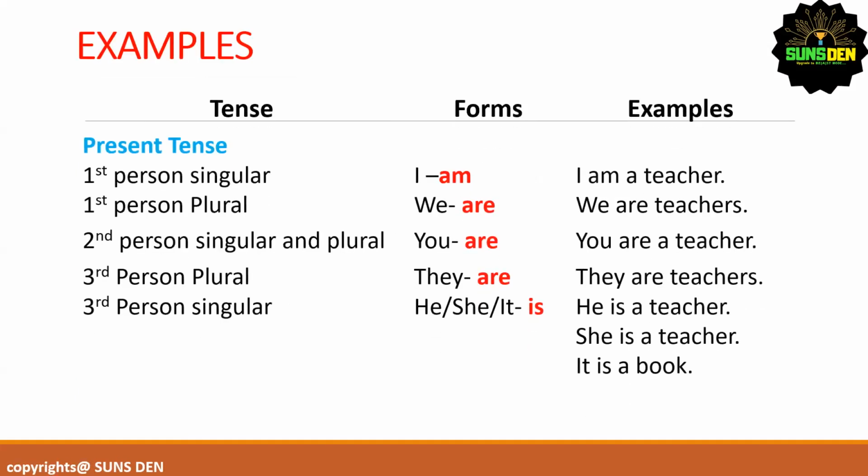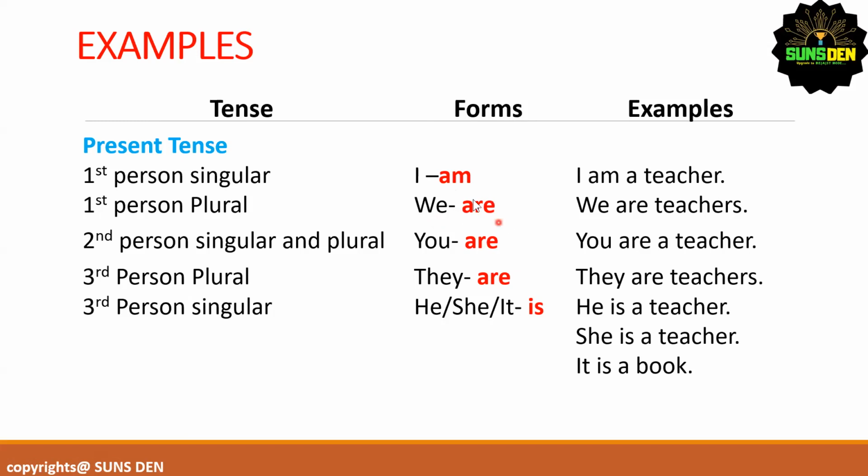Now let's talk about a few examples. As I told you, the subject pronoun for first person singular is I, and the verb used is am. Be, present form: I am a teacher. I am a teacher.